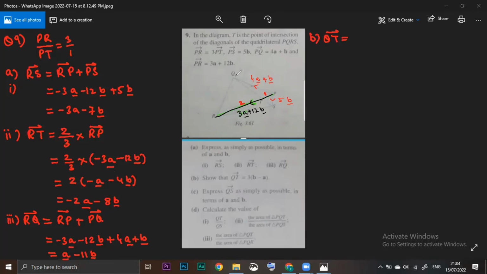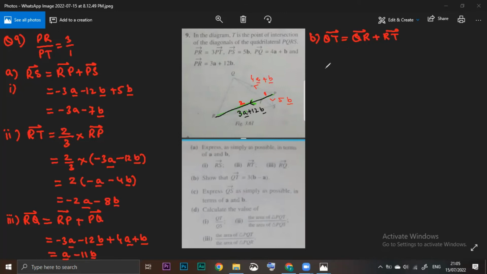Now the components may be QP plus PT, but we don't have PT in the previous working. But we have QR. In the previous part we have the expression for RQ, and then RT. Part number 2 is RT. We will use this path. We will use the path in which vectors are known. So components are QR plus RT.